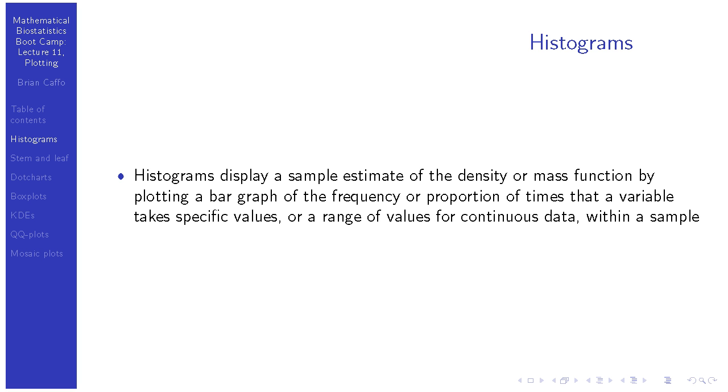One of the most well-known forms of plot is just simple histograms. Histograms just display a sample estimate of a density or mass function, and they're basically just bar graphs of the frequency or proportion of times that a variable takes specific values, or bins of values for continuous data. So it's probably easier to explain this with examples than with words.